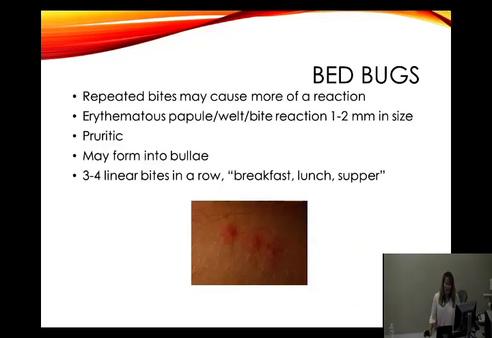So repeated bites can cause more and more of a reaction in people. As an erythematous papule, sometimes a welt develops or bite reaction, 1 to 2 millimeters in size. They're very itchy. They may form into a blister or bullseye. And 3 to 4 linear bites in a row is pretty diagnostic for these bed bugs. And I don't know if you can see it much on this photo here, but it's called the breakfast, lunch, and supper. These 3 bites right in a row, and you do see that.